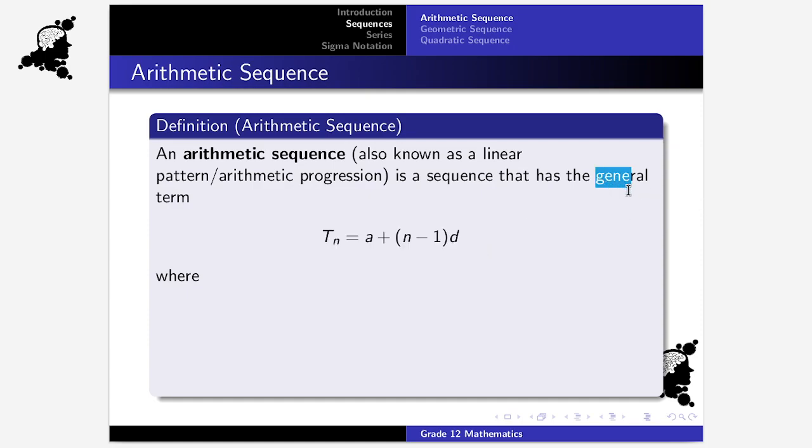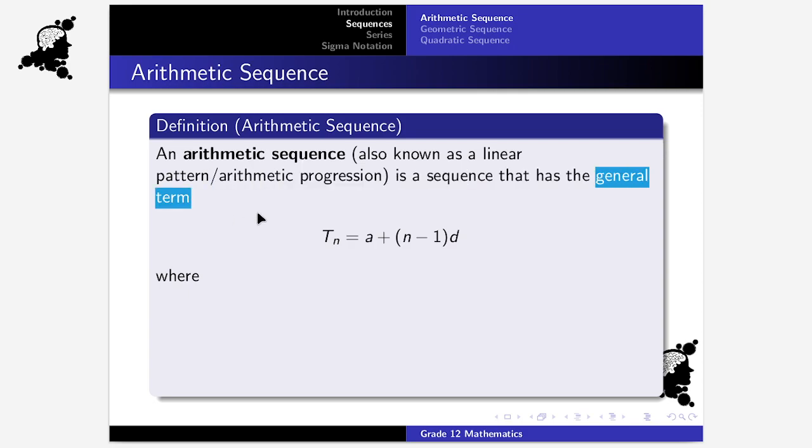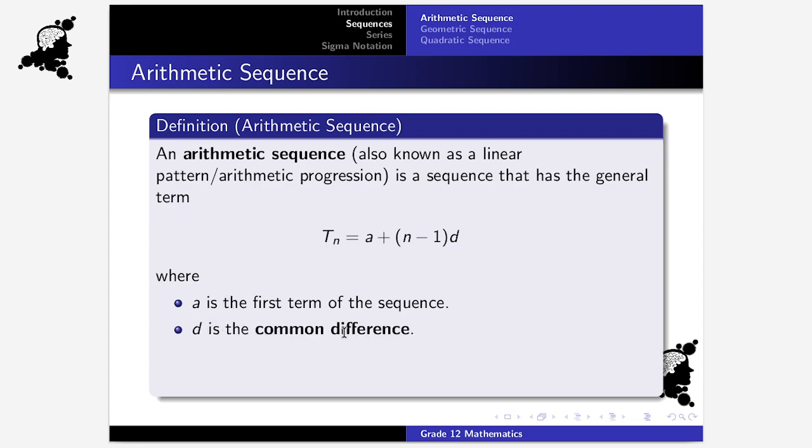So what is this general term that we speak about? What is this so-called nth term as well? Well, the general term is a formula that allows us to find any term in any position in the sequence. So let's see, what do each of these variables mean? The value of a is the first term in the sequence. d is the common difference.